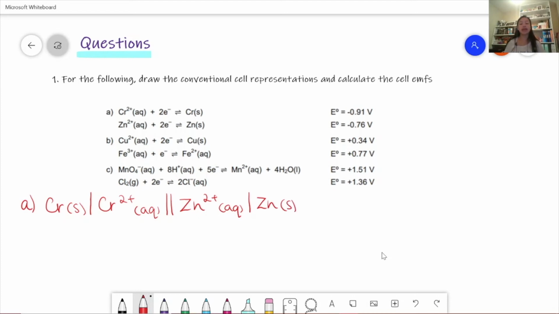And the way we work out the EMF is if we do EMF equals the standard electrode potential of the right minus the standard electrode potential of the left. And so in this case, the EMF must be equal to -0.76 minus -0.91. And so we get +0.15 volts as the EMF. And just a quick note that the EMFs should always be positive. So if you've got a negative value for the voltage, then you have done something wrong.